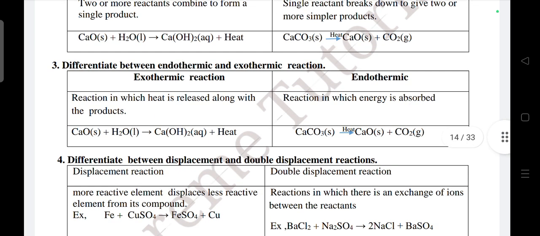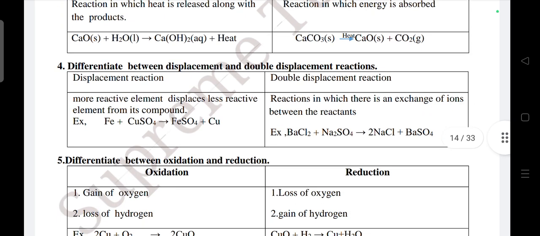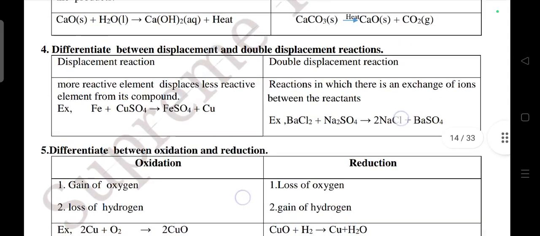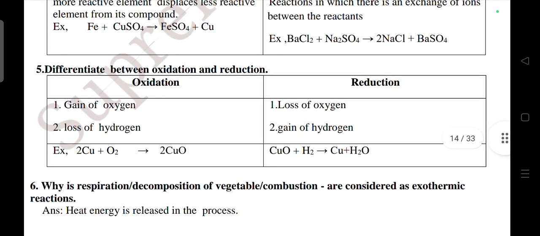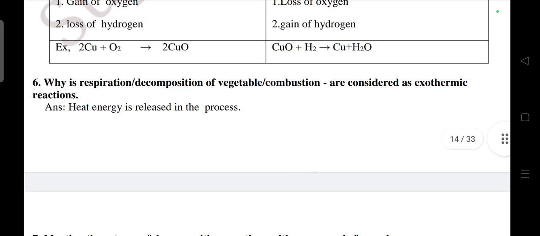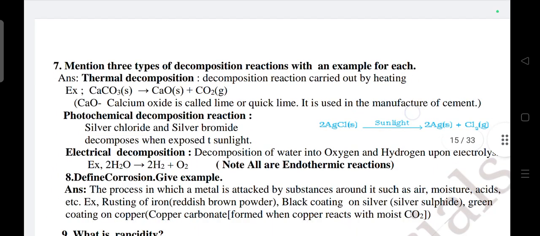Differentiate between endothermic and exothermic. The reaction in which heat is released along with the product is called exothermic. Endothermic: the reaction in which energy is absorbed is called endothermic. Examples. Differentiate between displacement and double displacement reactions. Next, differentiate between oxidation and reduction. Next question: why are respiration, decomposition of vegetable matter and combustion considered exothermic reactions? Because heat energy is released in these processes.